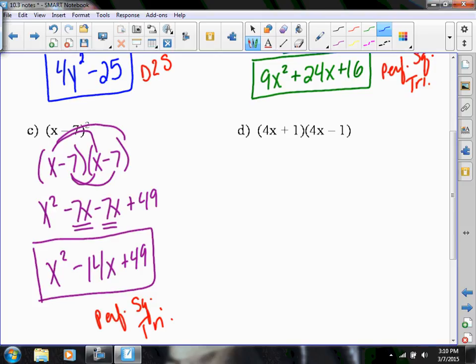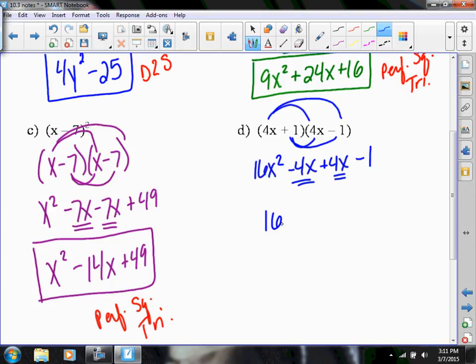Okay, now part D, again, it should look similar to A. This is very, very similar because it's got the exact same terms, except one's a positive and one's a negative. So this is going to be my difference of two squares. So I'll get 16x squared minus 4x plus 4x. So those middle terms are going to cancel. And then 1 times negative 1 is minus 1. So I'll end up with 16x squared minus 1. So again, this is that difference of two squares.